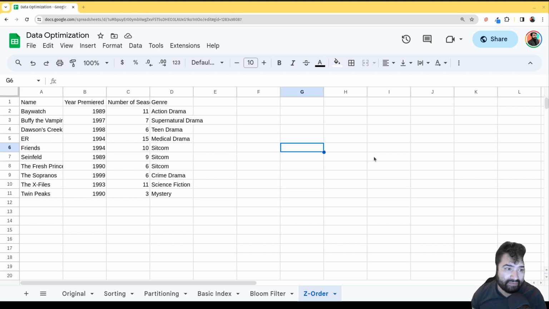So the idea is this. We would take the range of values for year premiered. The highest value I see is 1999, and the lowest value I see is 1989. Do I see anything less than that? Okay, so we see a 10-year span.